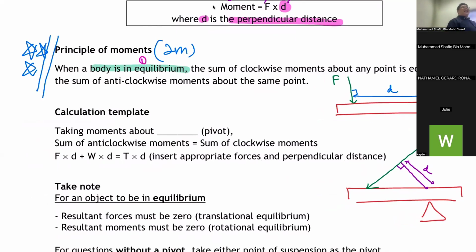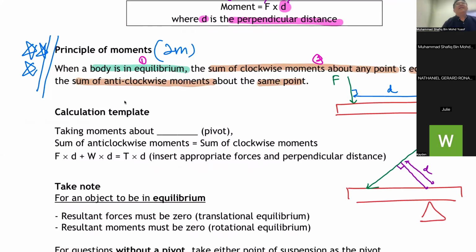When body at equilibrium. Later I will elaborate what's equilibrium. Then the second point, what's the second mark? You must say, the sum of the clockwise moment about any pivot is equal to the sum of anti-clockwise moment about the same pivot. This will be the second mark we are looking for. I know it's a bit disproportionate in terms of the length of the answer, but those are the points they are looking for all the time when you are defining principle of moment.